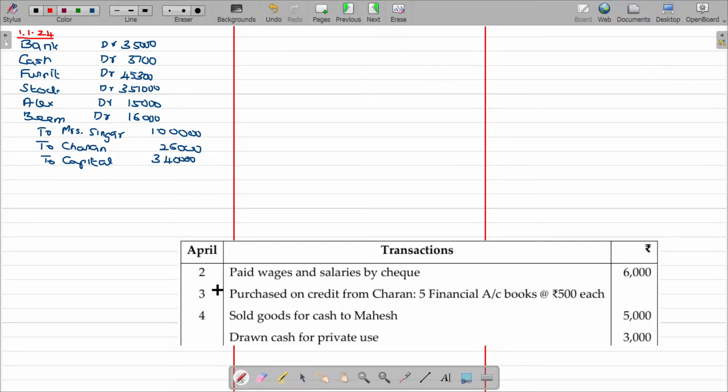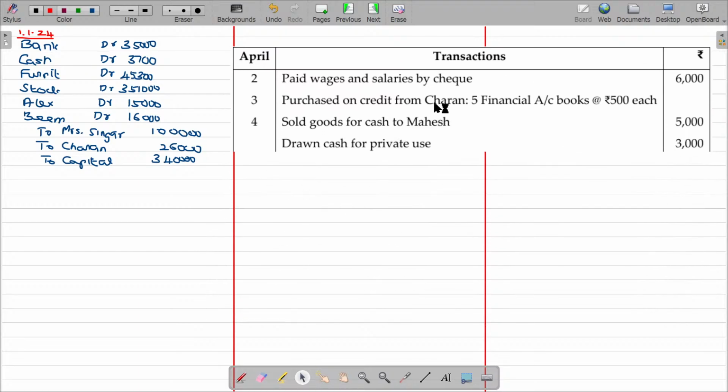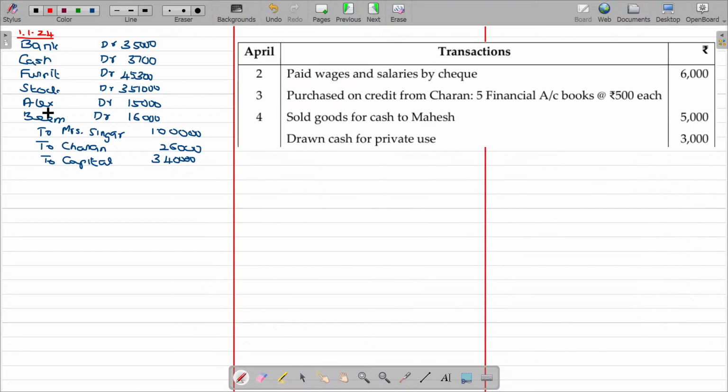Now I am going to pass the journal entry for the 3 more transactions. Second transaction, 2nd April 24. This is 1st April, right? 1st April, this is 2nd April. Paid wages and salary by check. So we are making the payment for wages as well as salary by check to bank. To bank. This value being 6,000.